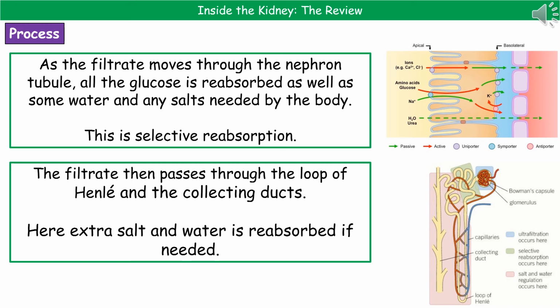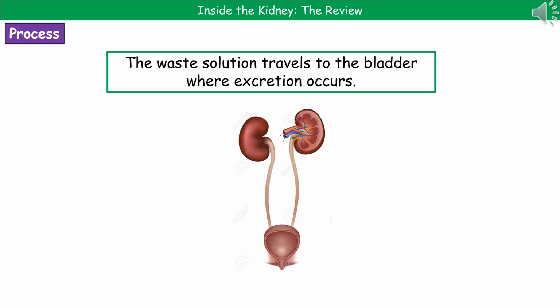The rest of the filtrate, as you can see, just carries on through, passes through the loop of Henle, which is that big long drop down, and then into the collecting ducts on the left hand side there. This is where any extra salt and water is reabsorbed as and when our body needs them. Anything left over within that collecting duct, that is the waste solution, and that's going to travel down through the ureter to the bladder, where excretion will then occur at a convenient time, we hope.